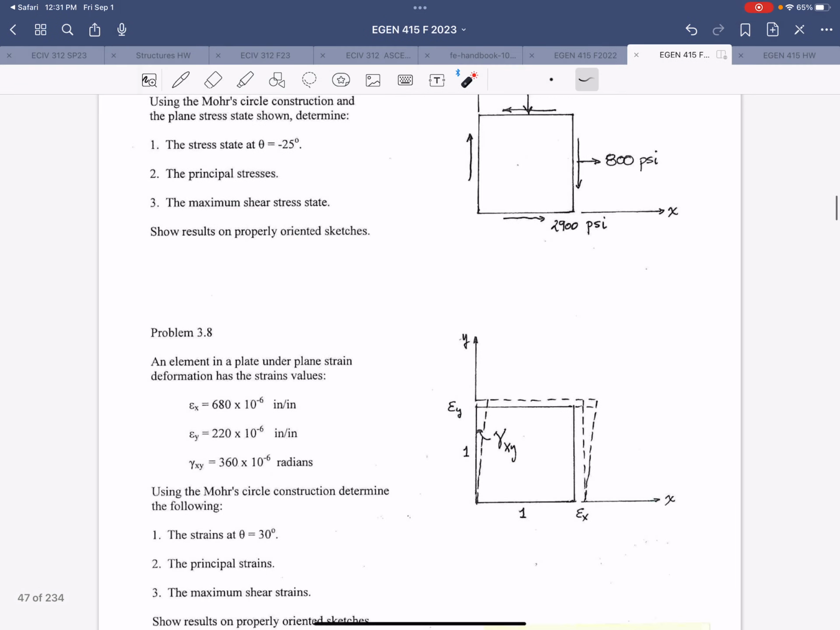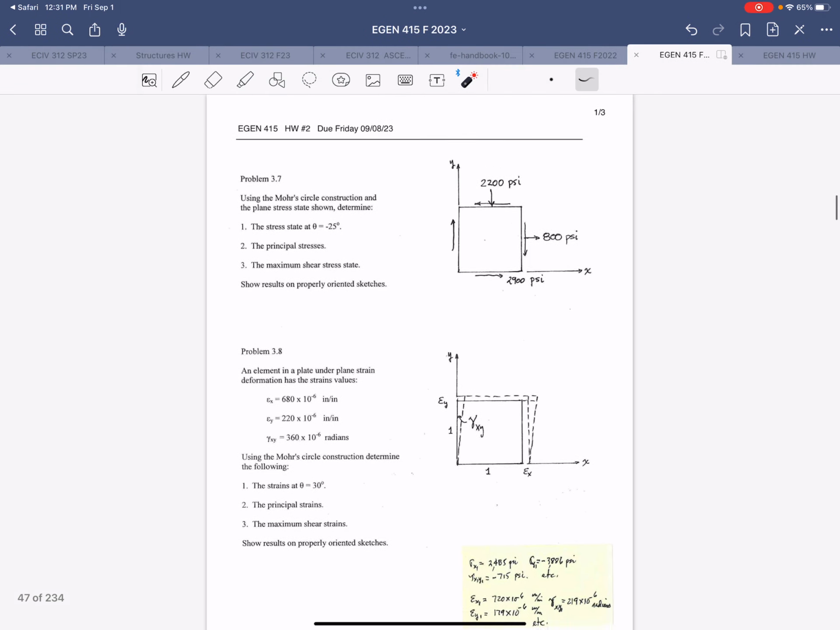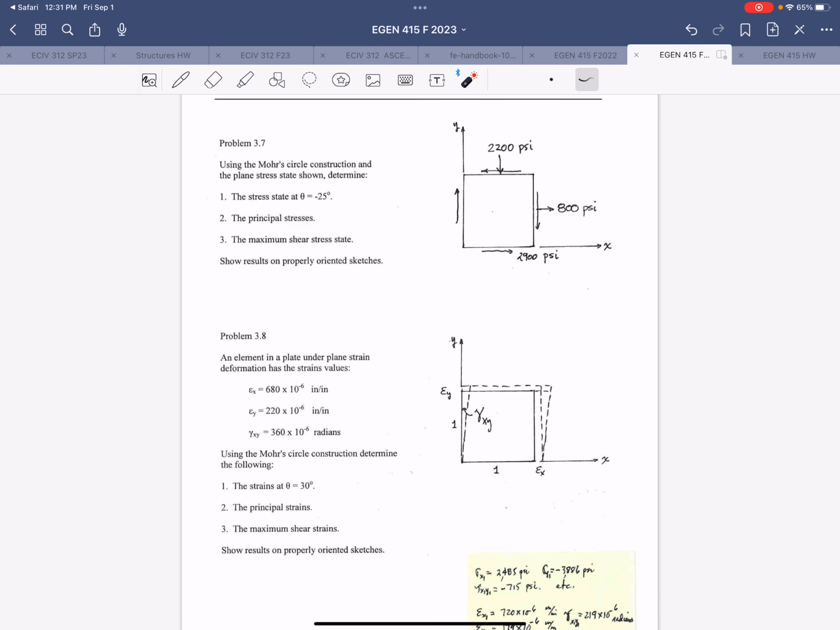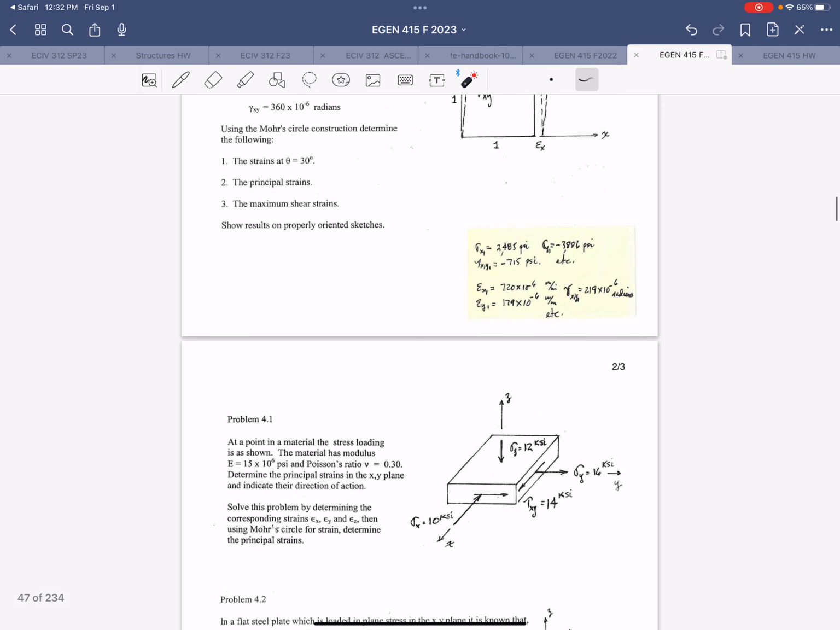All right, let's take a look. So homework 2, you've got a couple problems here that are Mohr's circle. One is in terms of stress, which should be pretty much review from EGEN 202 or 205. And then you've got a Mohr's circle problem in terms of strain. Again, that's very similar to how you apply it for stress. Just remember that the difference is you have that extra 1/2 term in those transformation equations, so keep that in mind for the shear strain.